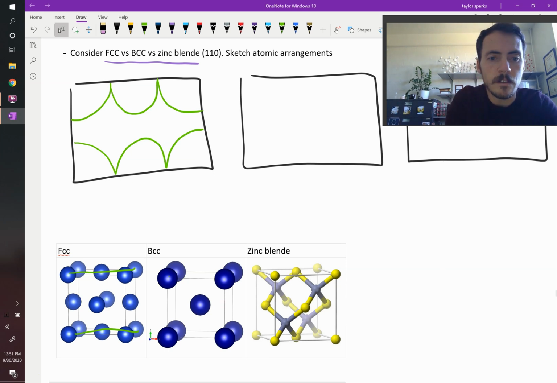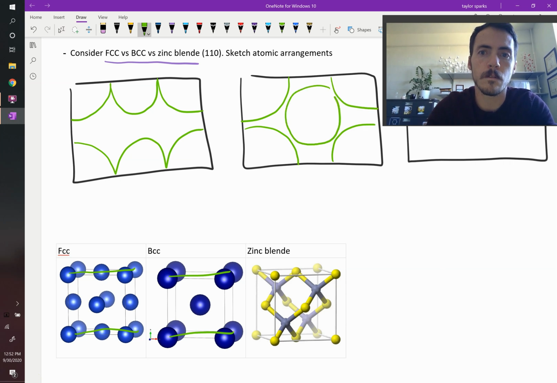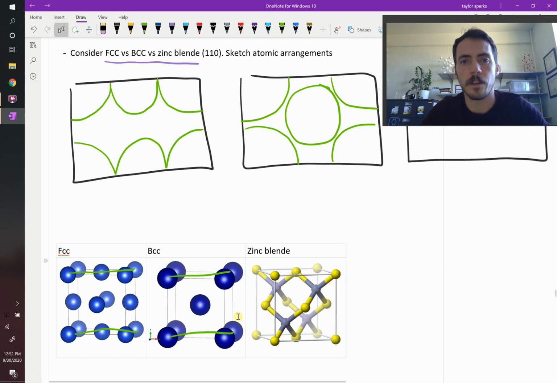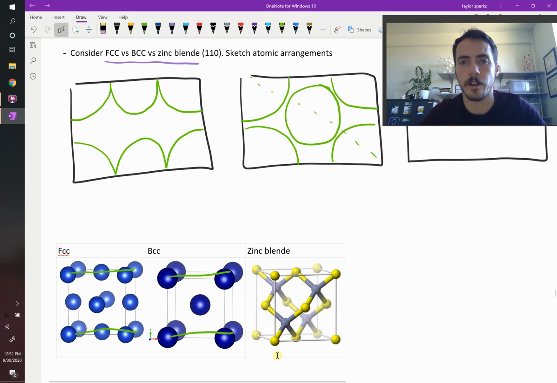How does the BCC system look different? Well, it's going to look like this. Like that, right? Because remember, the atoms touch along this body diagonal. The atoms would be touching along that body diagonal.